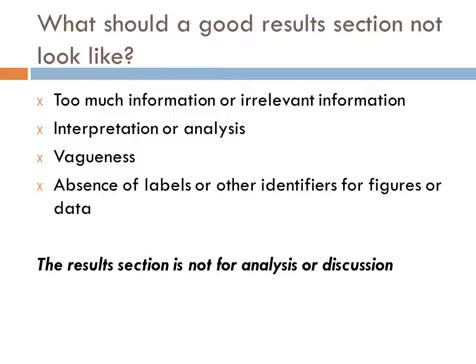What should a good results section not look like? Again, it should not include too much information or irrelevant information. This really shifts the focus away from the main point of your paper, and it may ultimately weaken your paper. The results section should not include interpretation or analysis, and it should not be vague. Your results section should be clear, concise, and to the point.